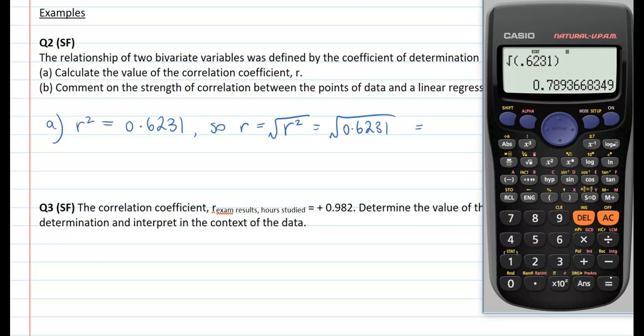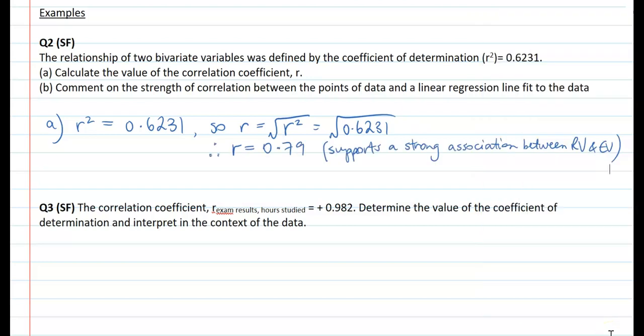So we get a correlation coefficient of 0.79, which supports a strong association between your response variable and explanatory variable. For B, comment on the strength of correlation between the points.